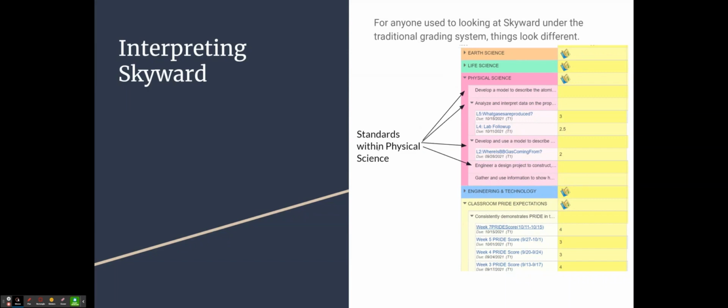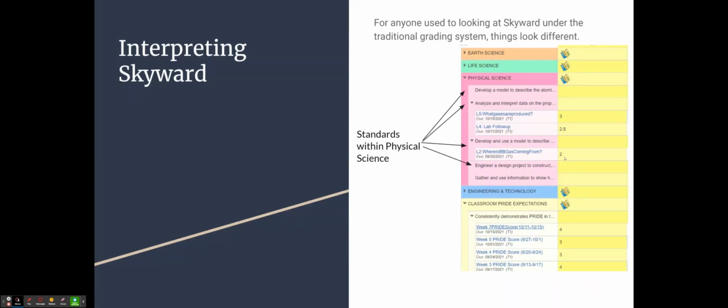All right, so now when we take a closer look, you'll see these individual categories here. These are the standards that we're scoring on. So, develop a model to describe the atomic, and I don't know what the rest of it says, and you can open it up. What you'll see here is that in this class right now, we've been focusing on 2 of these standards. So, analyze and interpret data on something or other. And there are 2 assessed events that are entered, and you can see the scores that the students have gotten on those assessed events.